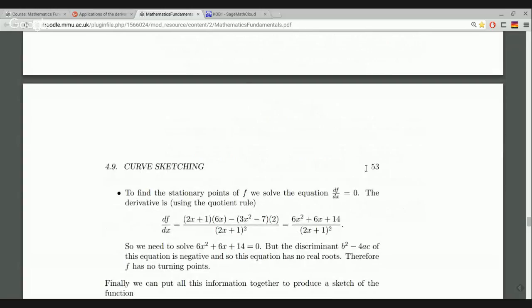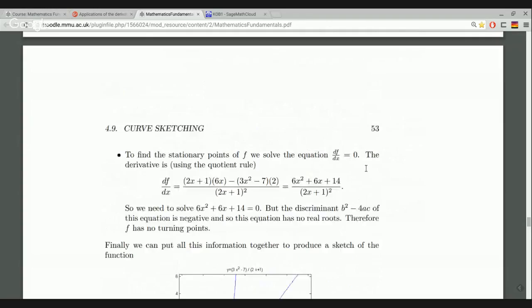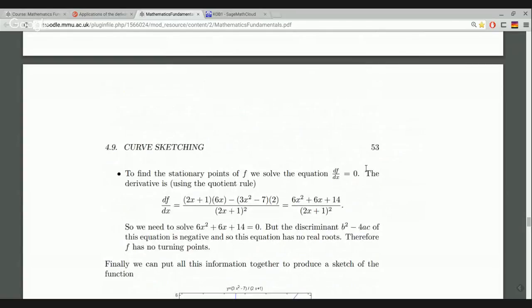Then we might look for stationary points of this function, but we find that there aren't any. When we differentiate the definition of f using the quotient rule, we end up with this rational function, 6x squared plus 6x plus 14 over the square of 2x plus 1. Now to find stationary points, you're looking for zeros of the derivative.